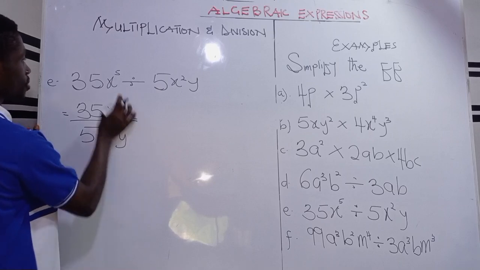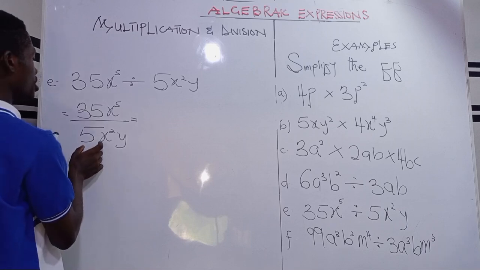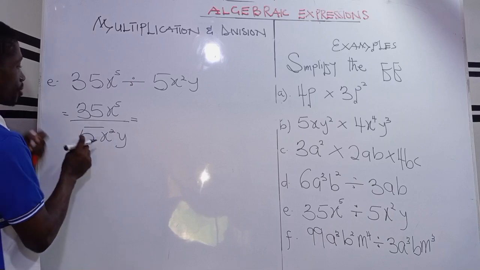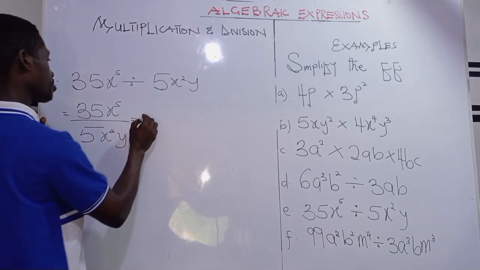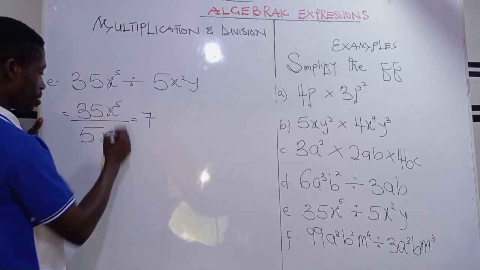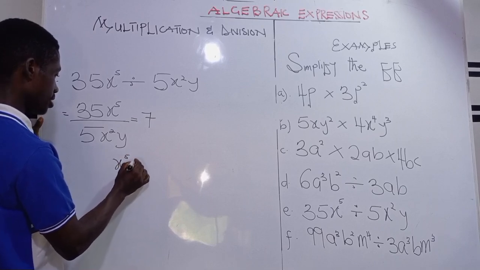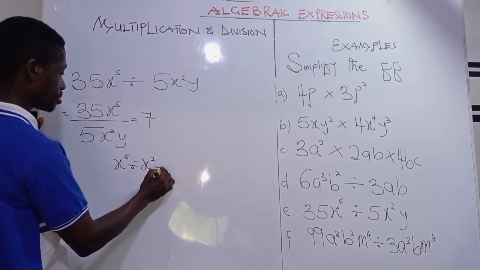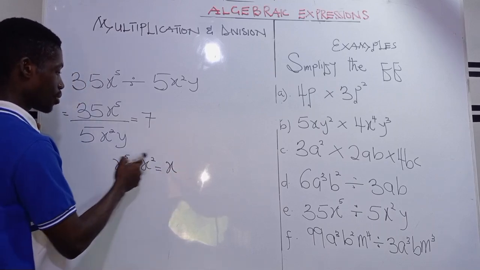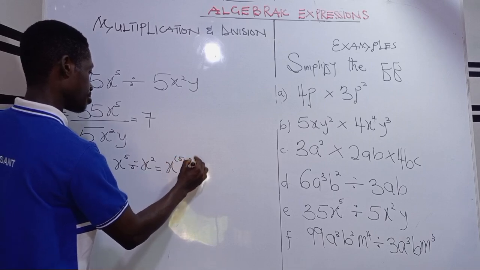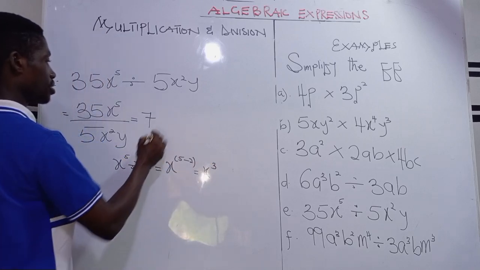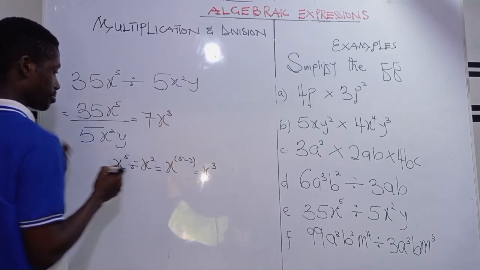Good. So this is the same as that. So we are going to divide the numbers and then we divide what? Letters. The same letters. So we have 35 divided by 5 will give us what? Will give us 7. And then we have x power 5 dividing x power what? 2. Since the bases are the same and then they are dividing, what do we do? We pick one of the base, we subtract their exponents. So this gives us x to the power of 3. So we have x power 3.